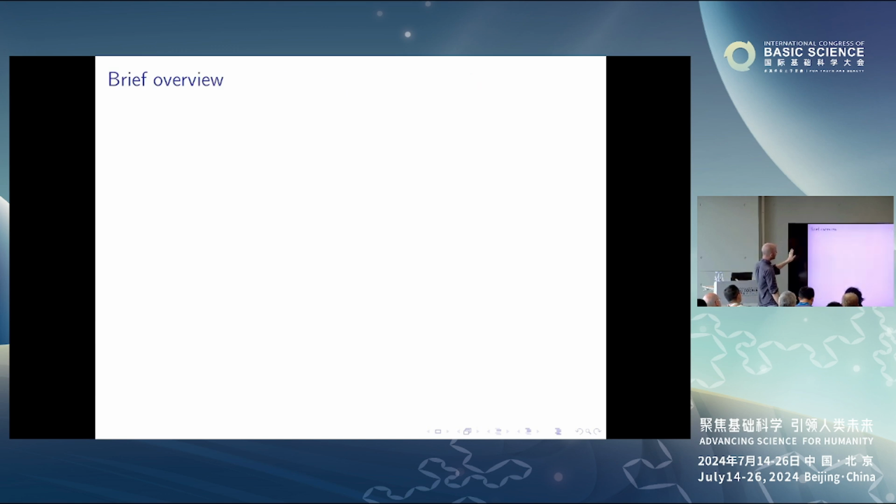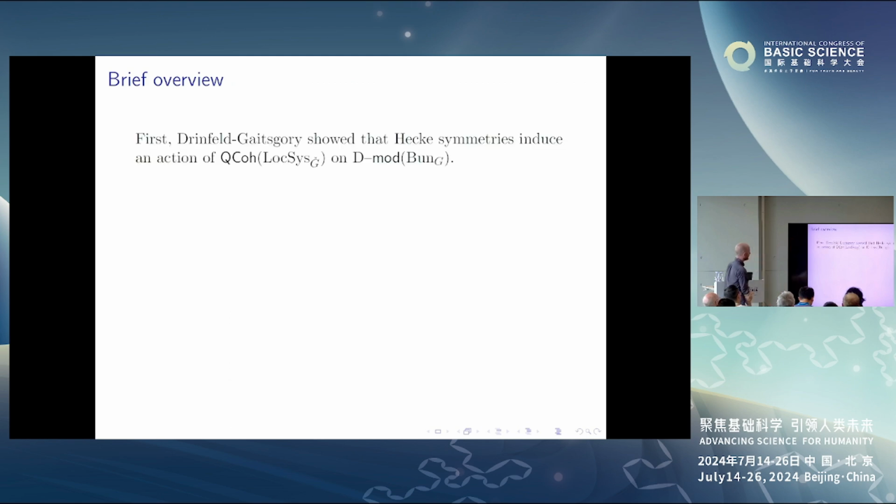Okay, so I want to give a brief overview of how things proceed, and brief, really brief. The first thing is that there's a theorem of Drinfeld and Gaitsgory, which said that quasi-coherent sheaves form what's called a monoidal category. You can tensor sheaves together.